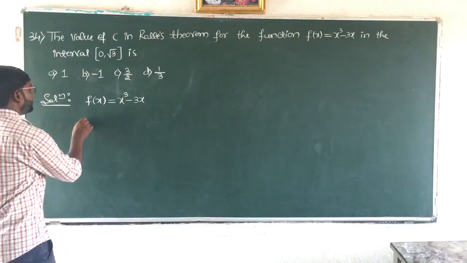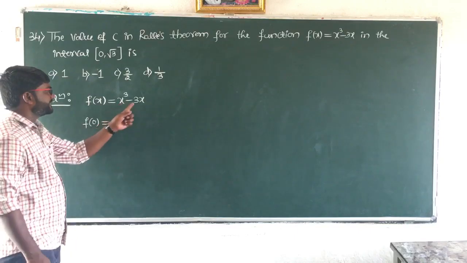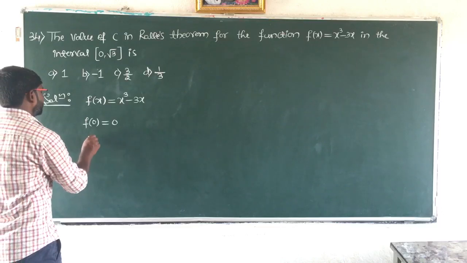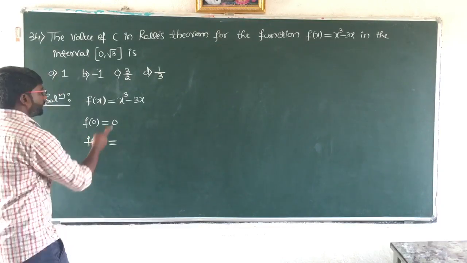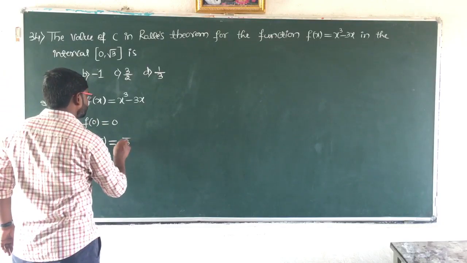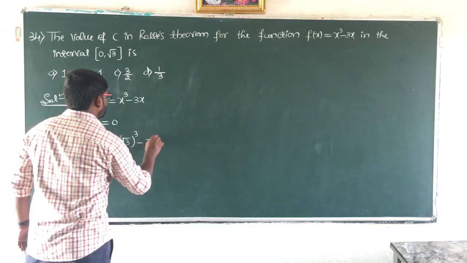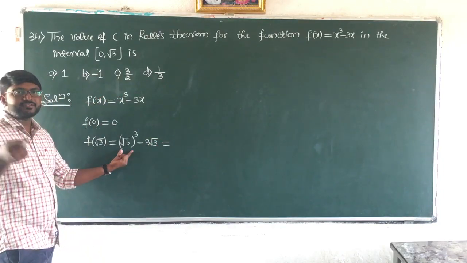So I go for f of 0 now. In place of x we write 0, and the value will be 0. Next is f of b. What is b here? Root 3. So it becomes root 3 cube minus 3 root 3. Root 3 cube is nothing but 3 times root 3.